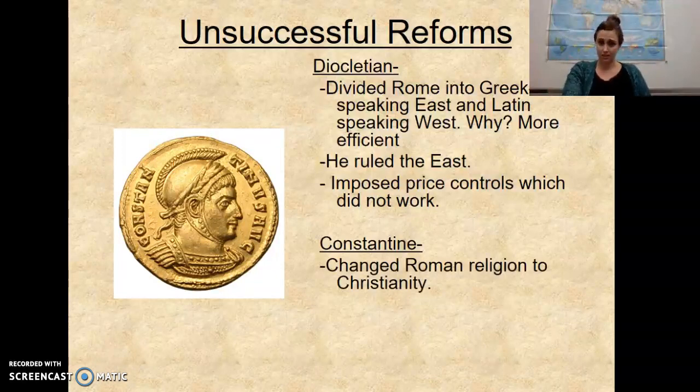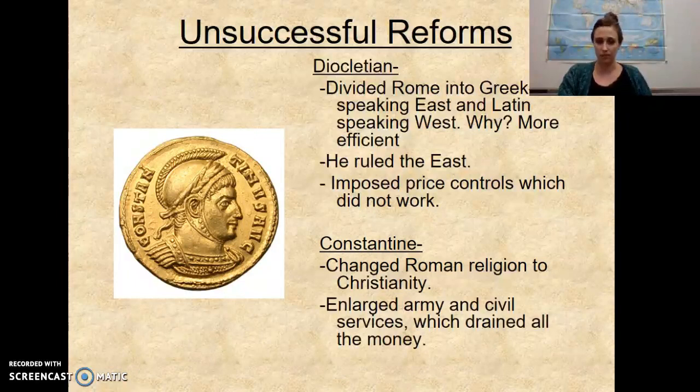And then Constantine, right, he changed the Roman religion to Christianity. So like I said, the Roman people, they like their polytheistic religion. And at first he made it an accepted religion. It becomes the official religion of the Roman Empire as well, okay? He enlarged the army and civil services, which was not good because it drained all the money out of the treasury of Rome, okay? Now, Constantine moves over into the east. He stays in the east just like Diocletian had, and that becomes known as Constantinople. Istanbul was Constantinople.